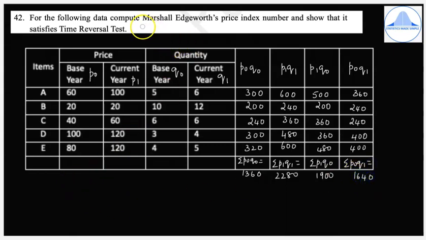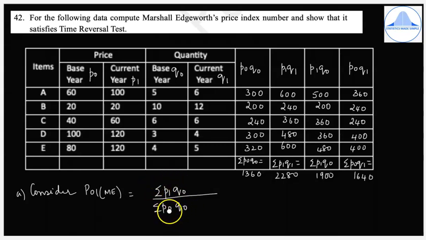Now the first question asks us to find Marshall-Edgeworth's price index number. So let's write the formula. Consider P01 of ME. An easy way to remember the Marshall-Edgeworth index number is like this. First write summation P1 divided by summation P0, and then multiply the numerator and denominator by Q0.